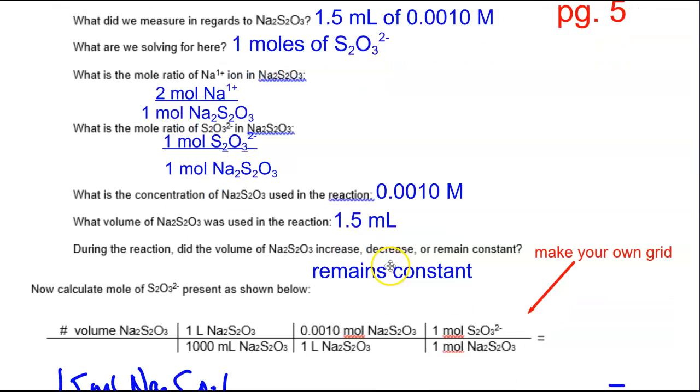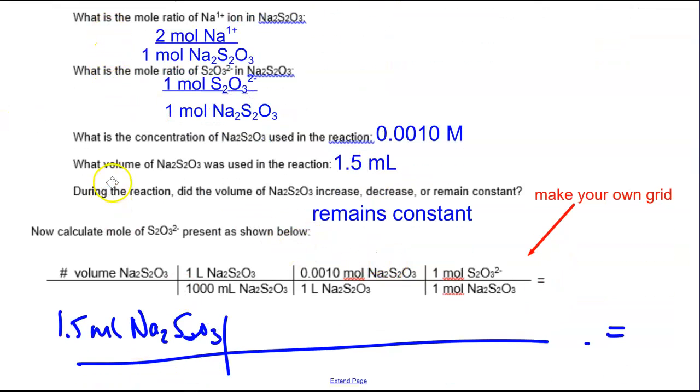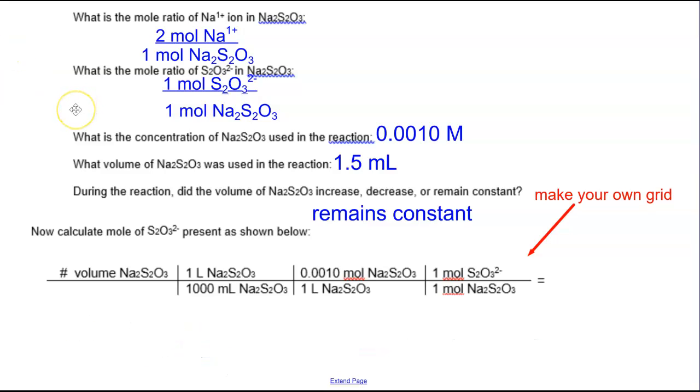Okay. Now, we are going to create the work here. So you should see this in your equation. We're going to start with the volume of sodium thiosulfate, and we started with 1.5 milliliters. That's up here. Let me get my marker working. That's right here. So we're going to have here 1.5 milliliters of sodium thiosulfate. So that's what you're going to put there.